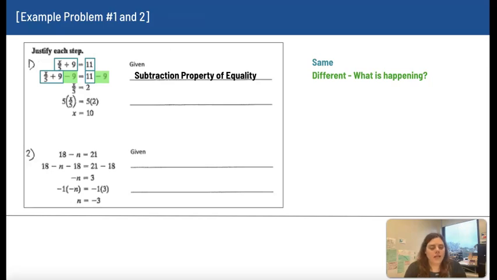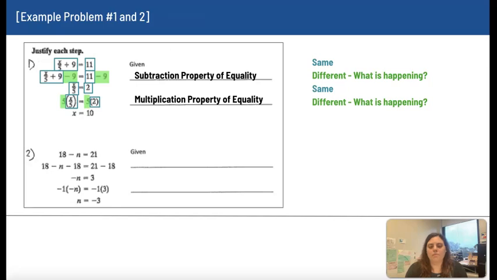Then we look at the next two lines and we say, what is the same? They both have x over 5 and they both have 2. But what is different is this 5. And what is this 5 doing? We know that because it's paired with parentheses like that, that this is multiplying. So this is the multiplication property of equality. Yes, you do need to write out the whole thing.